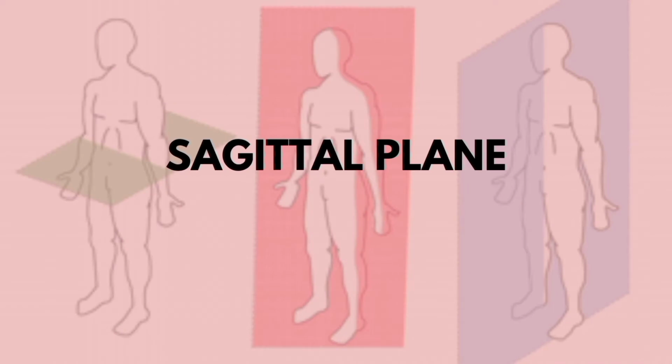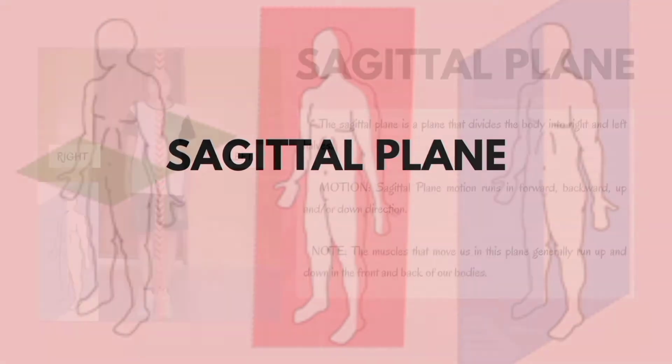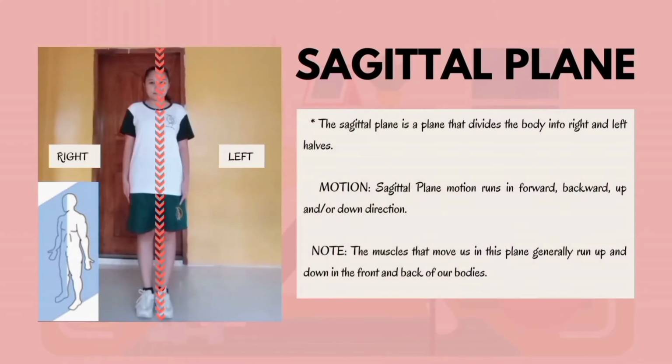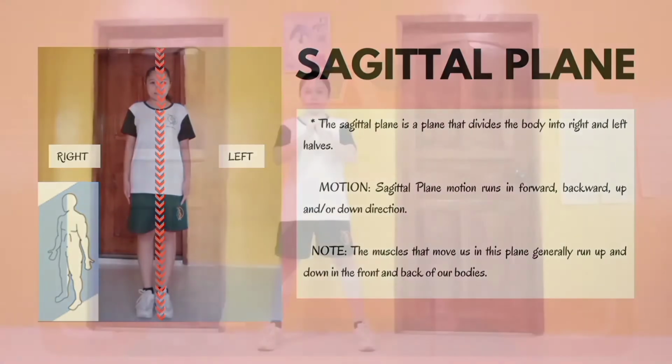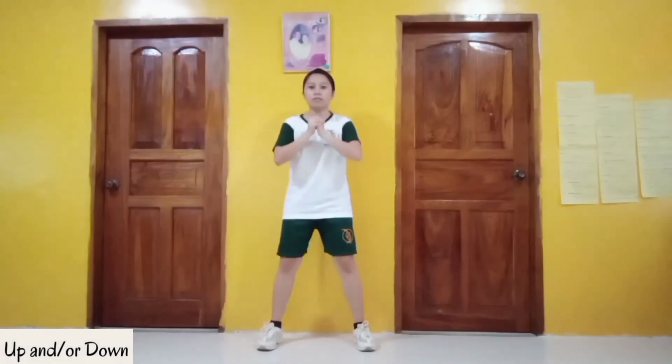The next plane is the sagittal plane. The sagittal plane is a plane that divides the body into right and left halves. Sagittal plane motion runs in a forward and backward direction, like walking, or up and down parallel direction, like doing a squat.